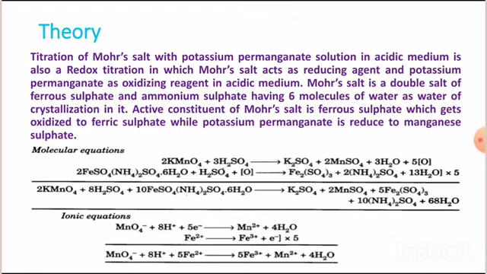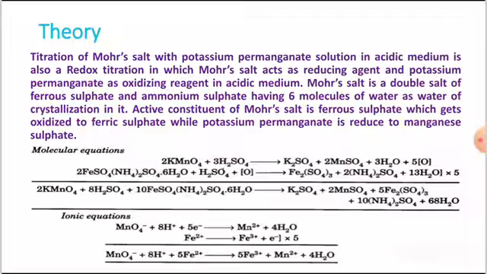The theory behind this titration is: titration of Mohr salt with potassium permanganate solution in acidic medium is also a redox titration in which Mohr salt acts as a reducing agent and potassium permanganate as an oxidizing reagent in acidic medium. Mohr salt is a double salt of ferrous sulfate and ammonium sulfate having 6 molecules of water as water of crystallization in it. The active constituent of Mohr salt is ferrous sulfate, which gets oxidized to ferric sulfate, while potassium permanganate is reduced to manganese sulfate.